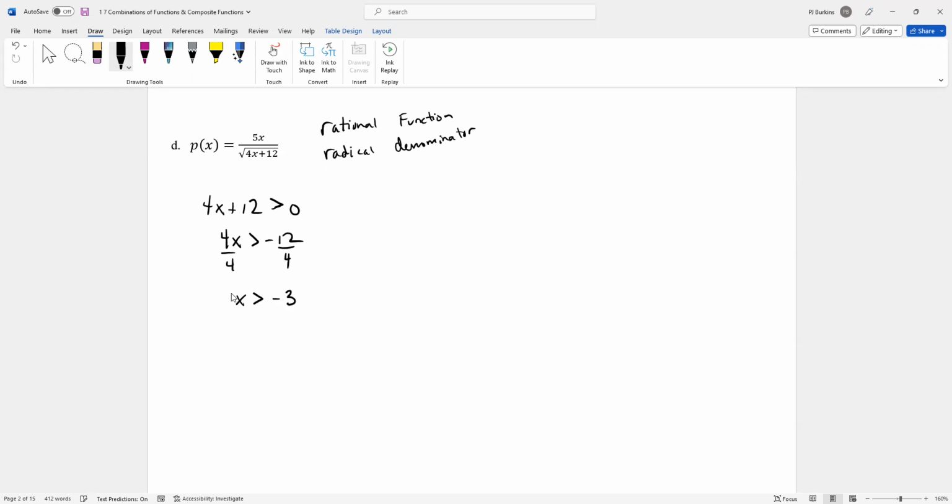And we get x is greater than negative 3. If it's greater than negative 3, that means we start at negative 3. We do not equal, so we use a parenthesis. And we can get up to infinity. Okay.